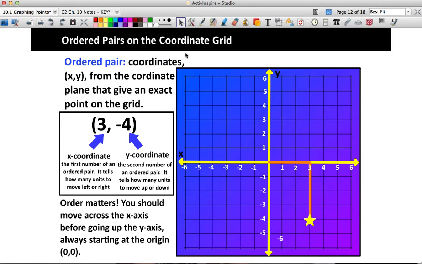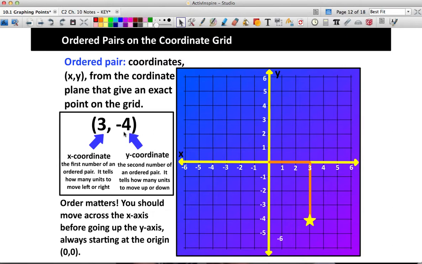Alright, your next vocabulary term, ordered pair. An ordered pair is coordinates x and y from the coordinate plane that give an exact point on the grid. Okay, so what this means is this first number, 3, is your x-coordinate. That tells you, starting at the origin, first it tells you which way to go. Since it's positive, it tells you to go to the right. And because it's a positive 3, it tells you to go to the right 3 spaces. So 1, 2, 3. Then the next number, the negative 4, is your y-coordinate.